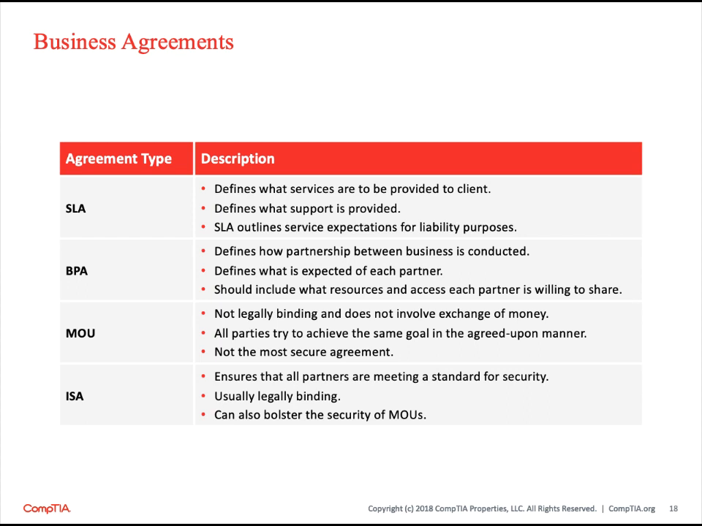And then we have an interconnection security agreement. This is the type of agreement that's geared towards the information systems of partnered entities to ensure the use of interorganizational technology is going to meet a certain security standard. This is going to be legally binding, and it's going to focus heavily on security.